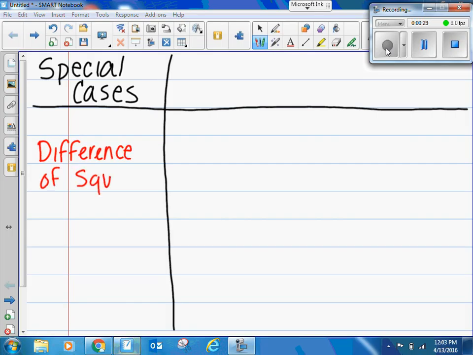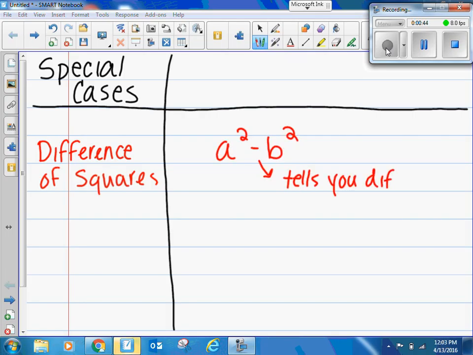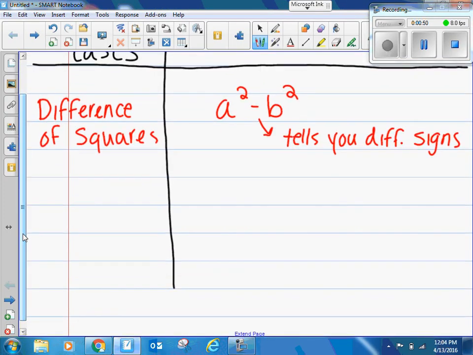And this is our first special case. When you have the difference of squares, you're going to have a squared minus b squared. This negative tells you the difference sign. So when you have this, the factors are going to be a plus b and a minus b.